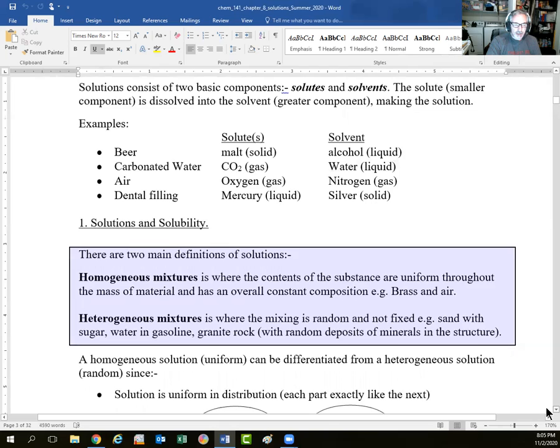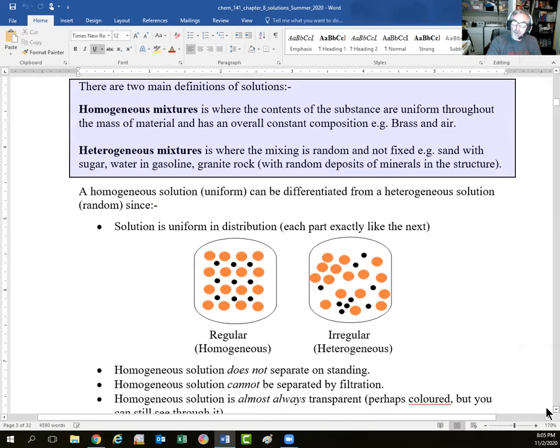So that solution can form one of two basic types. It can be what we call a homogeneous solution. And that's a regular uniform solution where the solute to solvent ratio is the same throughout the entire solution. So sampling the solution at any position is reflective of the greater whole.